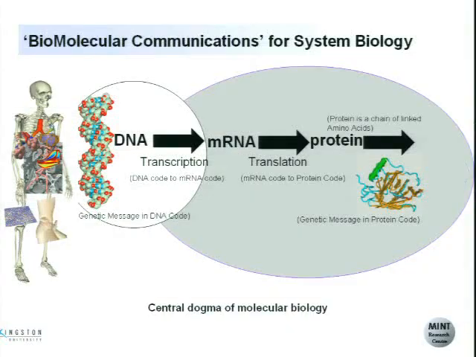This is the central dogma of molecular biology, if anyone knows. We have the DNA, which is the basic genetic code. By the process of transcription, it ends up as messenger RNA, which is the messenger of the genes. By the process of translation, the messenger RNA transforms into the protein code, which forms, of course, the basis of the cell.